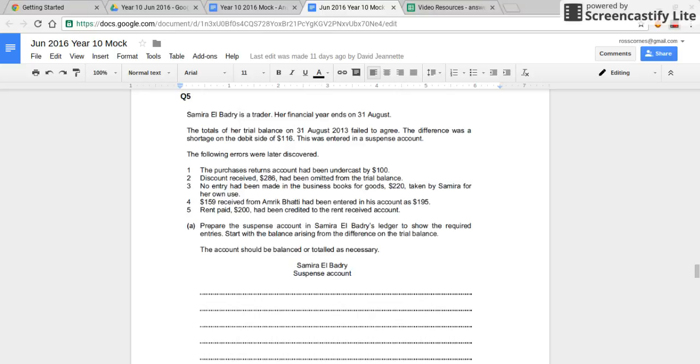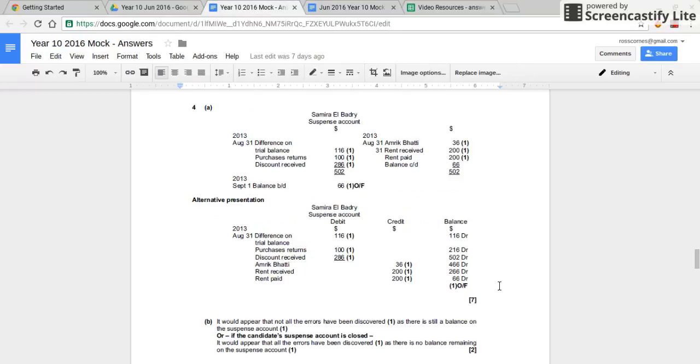And then this one caused a lot of people trouble. Rent paid $200, credited in the rent received account. So to take the error out of the rent received account, we need to debit rent received, but rent paid is an expense, so we also need to debit rent paid $200. We've got 2 entries on the debit side, each for $200, and therefore in the suspense account we need to make an entry of $400.